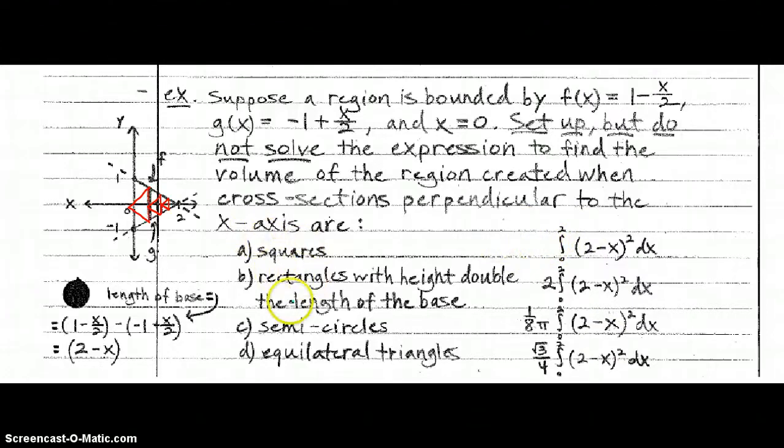More than likely, on an AP test, you would be asked to do a cross-section question involving squares or rectangles. Semicircles may pop up, and it's very rare, but it could happen that equilateral triangles do.